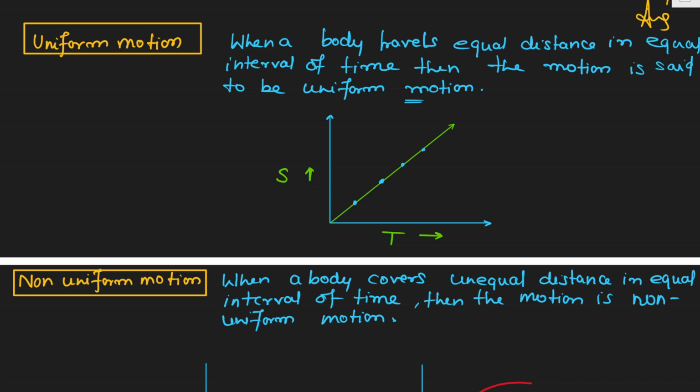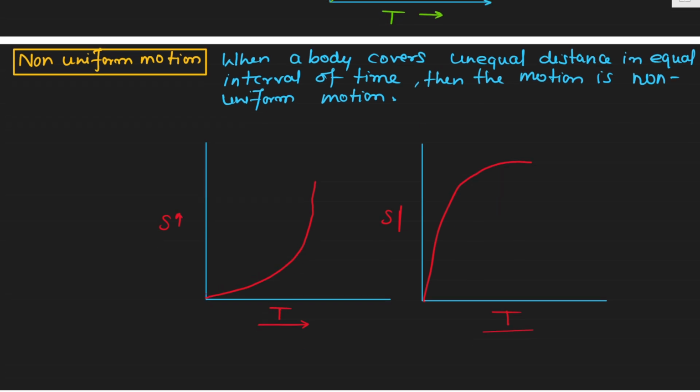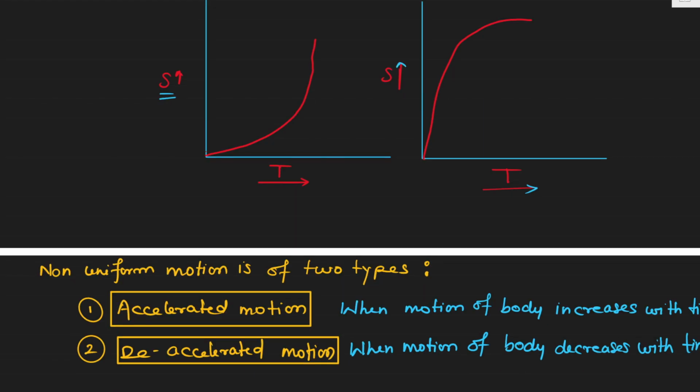Here I can see the graph. Then non-uniform motion: when a body covers unequal distance in equal interval of time, then the motion is said to be non-uniform motion. Here I can see the graph we have, S and T. Here, as time increases, S increases, and here, in this part, it decreases. So non-uniform motion has two types.